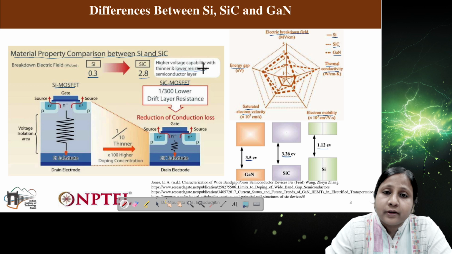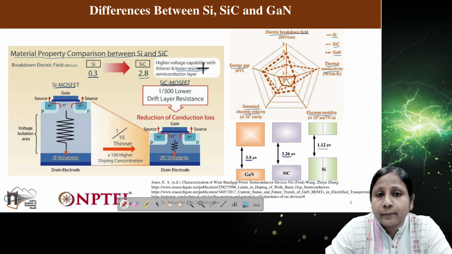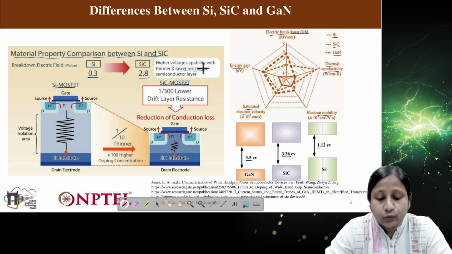Because silicon as a material has some capability limits which cannot go beyond that, people started looking for other materials. Then they found these wide bandgap devices, which are better in properties compared to silicon. In what ways they are better and how they become advantageous for power electronics applications, we are going to see in this particular course.